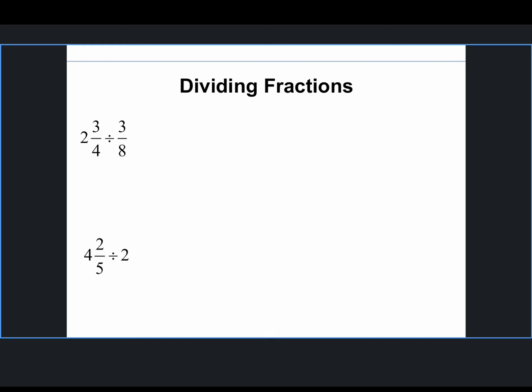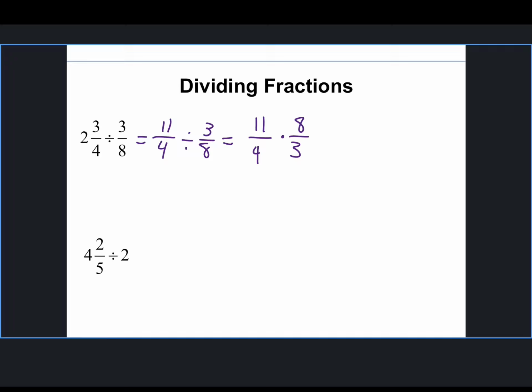We'll do this one together and then you can work on the next one alone. So what do we do with 2 3/4? We multiply 4 and 2, which gives us 8, and then you add 3. You get 11 over 4. 11 over 4 divided by 3/8. Then we keep, change, flip. So keep the first one, change to multiplication, and flip 3/8 to be 8/3. Is there anything we can reduce?